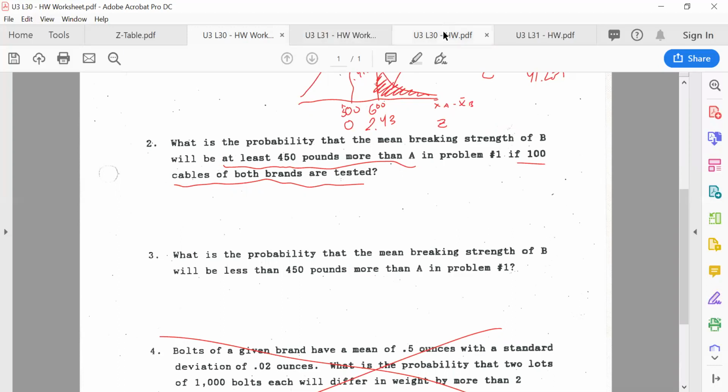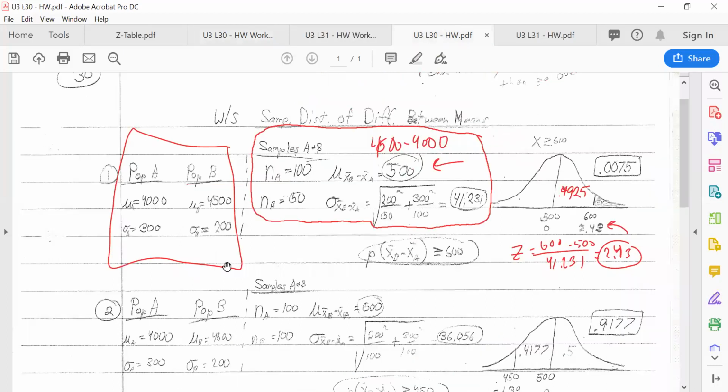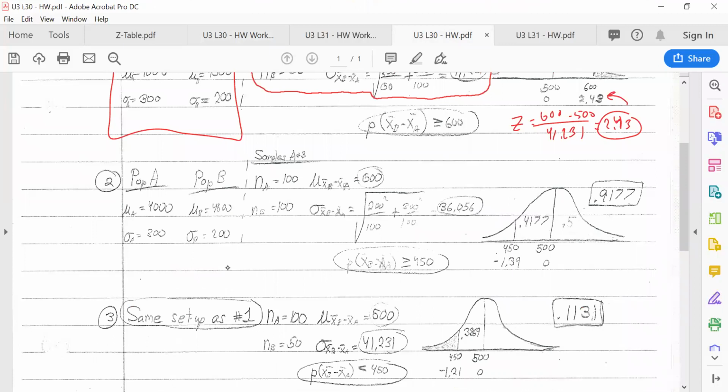Now, in this particular case, the standard error changes. Why? Because the sample sizes for A and B are both the same. So your standard error is slightly different. It's 36.056. So you now put 500 in the center, and it's at least 450 pounds more than A. So 450 is to the left.